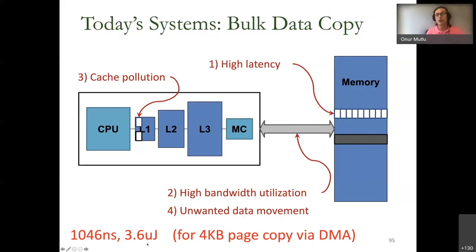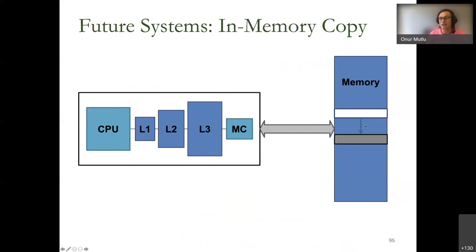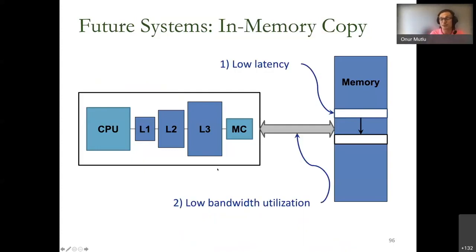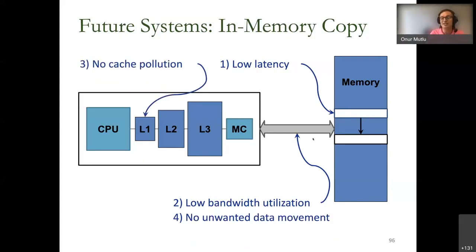Now, if you show this picture to a child and ask the question, does it really make sense to move the data all the way into the processor whenever I want to copy a page to another page inside the memory? Maybe you will get the simple answer: why don't you do this inside the memory? Because it's much faster that way, and you're not moving data unnecessarily to somewhere else where you don't need it. And that's the idea, basically, in-memory copy. It's low latency because we exploit the internal bandwidth. It's low bandwidth utilization because we don't move the data on the very expensive data movement part of the system. No cache pollution. I'm not going to talk about that, but you can eliminate that today with DMA. No unwanted data movement, essentially.